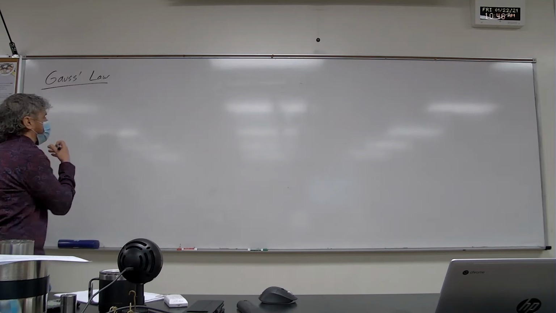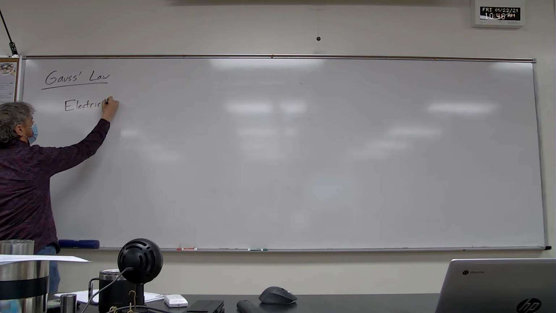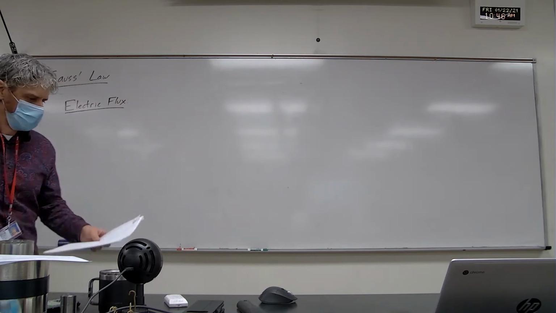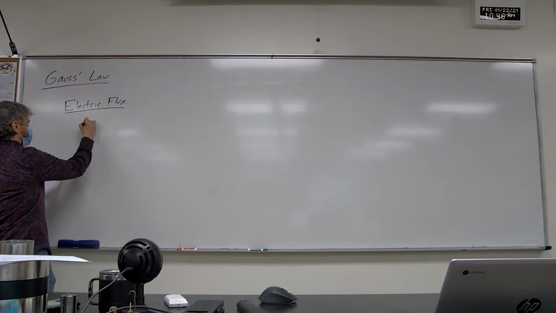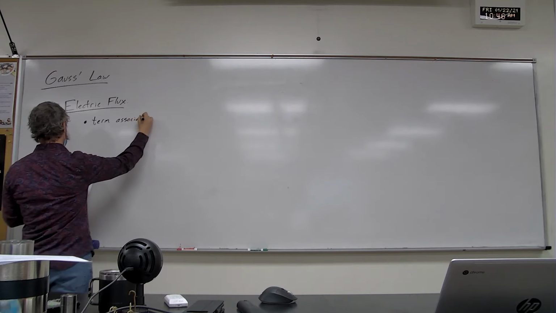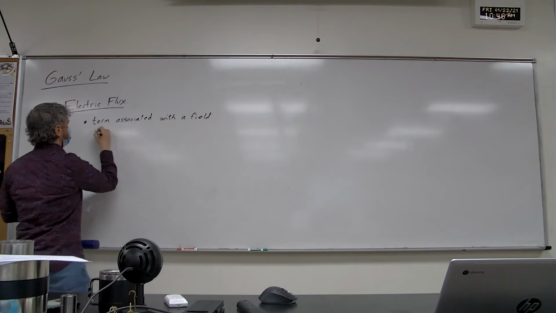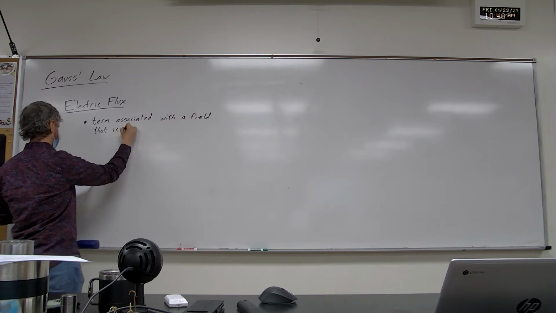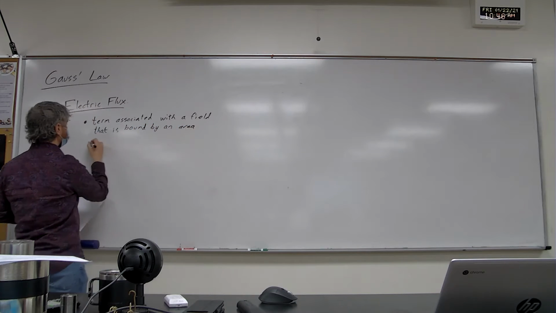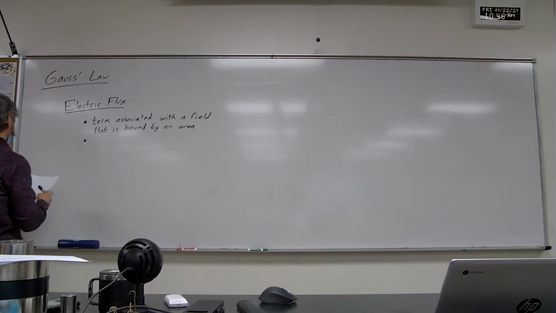To understand the version of Gauss's law that we're going to deal with, we must talk about electric flux. Electric flux. And just what I have in my notes here makes it easier for me to understand. It is a term associated with a field that is bound by an area. I'm going to have a couple different ways of looking at what electric flux is, and then I'll show examples. I'll show some drawings that really should drive the point home.